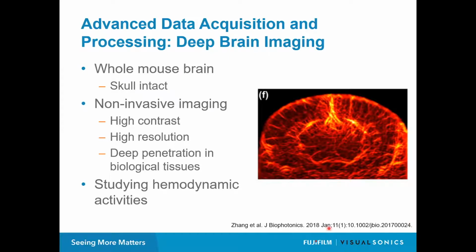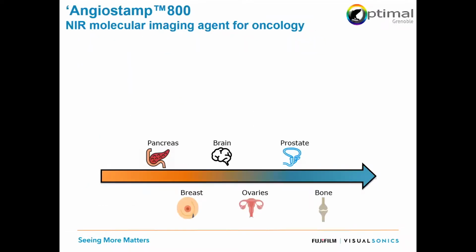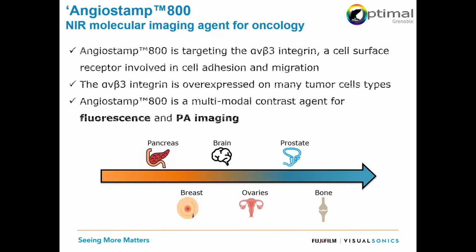This is endogenous contrast, the blood. Several exogenous contrast agents exist, and for the sake of time, I'm going to focus on one specific. It's called AngioStamp 800. This AngioStamp is a near-infrared dye. It has fluorescence and photoacoustic imaging properties, and it's targeted against alpha V beta 3 integrins, which are upregulated in vasculatures, also a number of tumors. There are several studies published with this already. If you'd like to know more about it, it's a group at Optimal in Grenoble who work specifically on creating this contrast agent.